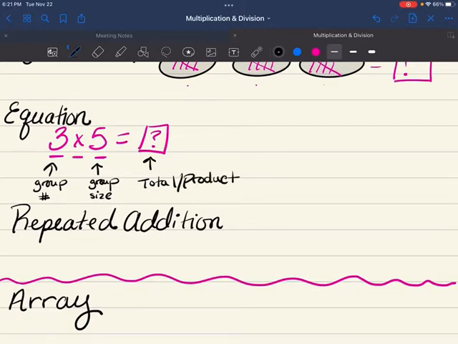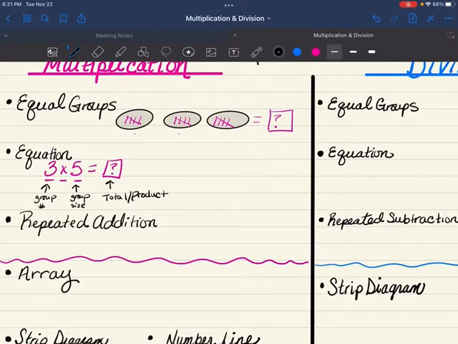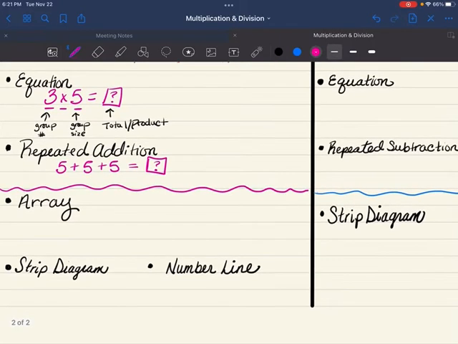In multiplication. So that's how we do an equation, and I think that's the closest to what we probably learned growing up. So let's move on to repeated addition. If we have our equal groups drawn, then we will see that we're going to add 3 groups of 5. So 5 plus 5 plus 5 is equal to something. So you will see that every representation has to have a question mark because we have not solved it yet.